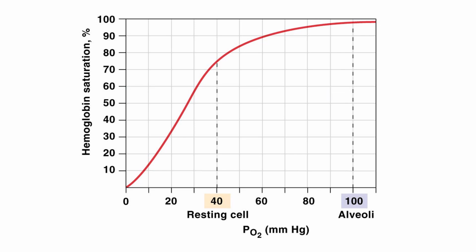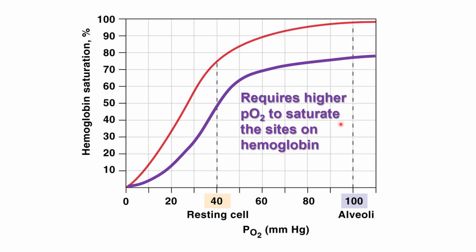Another way of putting it is, if the curve shifts to the right, like this one right here, that means it requires more oxygen to saturate the sites on hemoglobin. So 100 millimeters of mercury on this particular curve would only get us to about the level that normally 40 would. And if we're at 40, you can see that we're fully halfway dissociated. So we're going to need a lot more oxygen in order to get up to that saturation level.